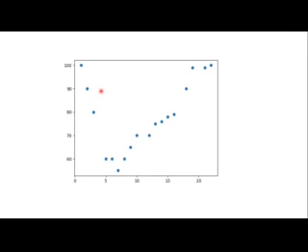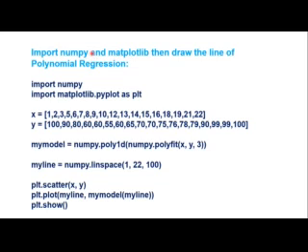It may vary later. In the next example, we import the numpy package and matplotlib, then draw the line of polynomial regression. We write x equal to the numbers and y equal to 100, 90, 90, 100. Then my model is numpy.poly1d of numpy.polyfit of x comma y comma 3. Then my line is numpy.linspace of 1 comma 22 comma 100, and plt.scatter of x comma y, then plt.plot of myline comma mymodel of myline, and plt.show. It generates the figure.